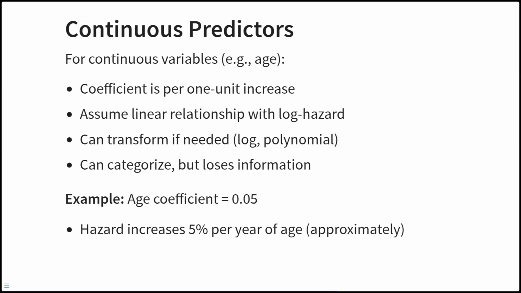While for continuous predictors, it's just based on the value. If it is age, you see whether the hazard ratio is higher as age increases, or as the age increases, is the hazard ratio decreasing? So the coefficient is per 1 unit increase, and you assume a linear relationship with the log hazard. You can transform the age if needed, maybe using log or polynomial transformation. And you can also categorize it, if you prefer to see how various groups of the age are being affected.